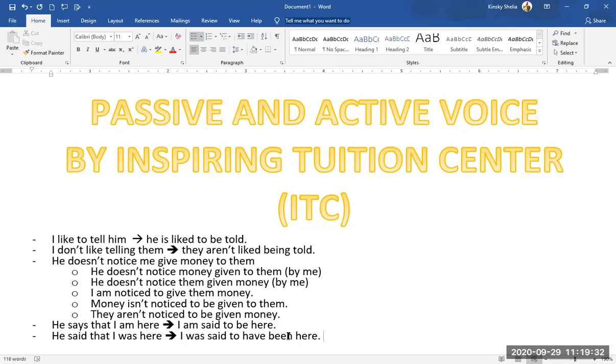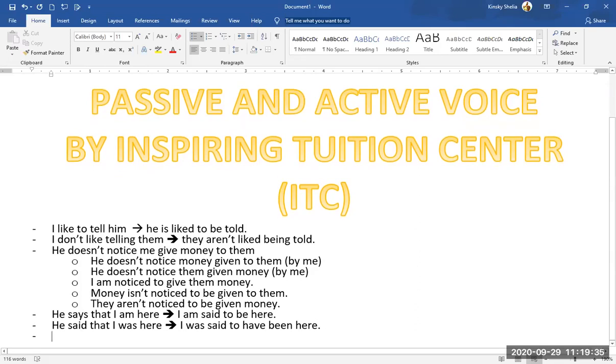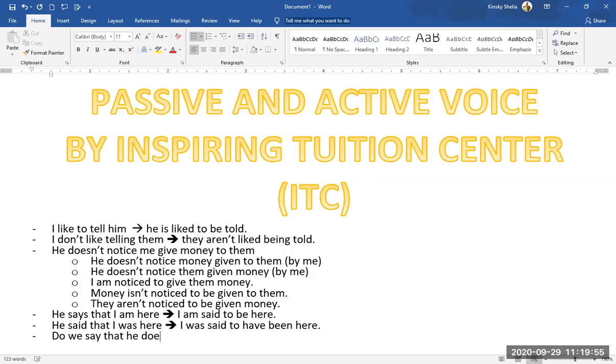Now, what about if we are combining the noun clause with the sensation verb or the physical perceptions above? We say, do we say that he doesn't notice me or her give money to their cousin?